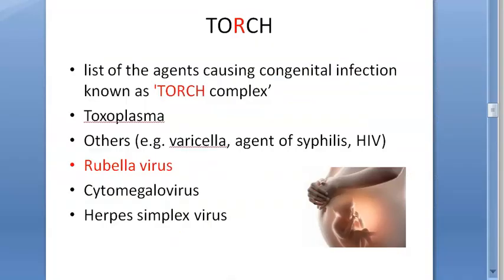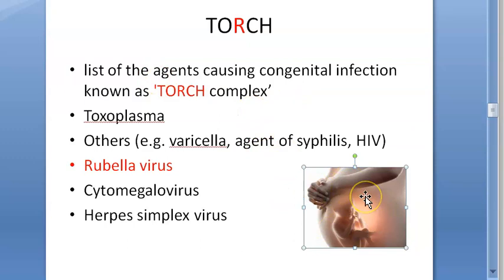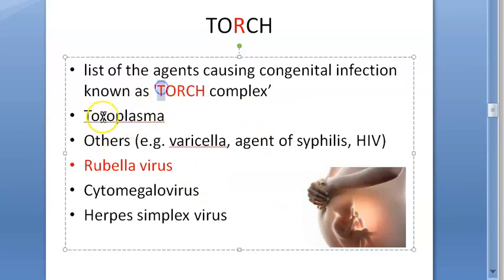Okay, guys. Actually, whenever there is TORCH, they talk about TORCH infections in a pregnant woman. They are referring to this T. Actually, it refers to toxoplasma. You can take it as Treponema pallidum also, right? Rubella, cytomegalovirus, herpes simplex virus. In others, actually, they have included the agent of syphilis, which is Treponema pallidum, which they could have included under T also. What do you say, people?